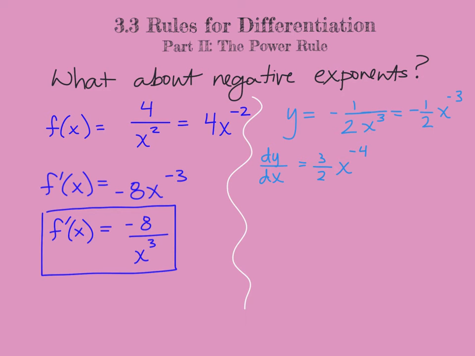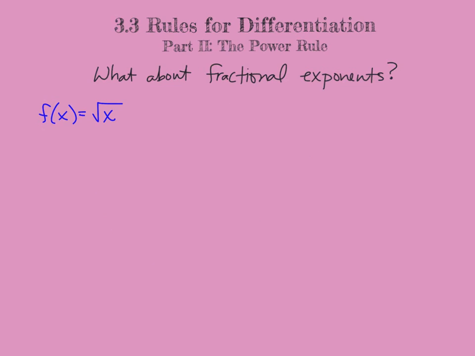To write this in a, again, more mathematically pleasing way with positive exponents as our final answer, we'll have 3 over 2x to the 4th. The 2 is also in the denominator, and so it's down there with the x to the positive 4. So that's how you can deal with negative exponents using the power rule.